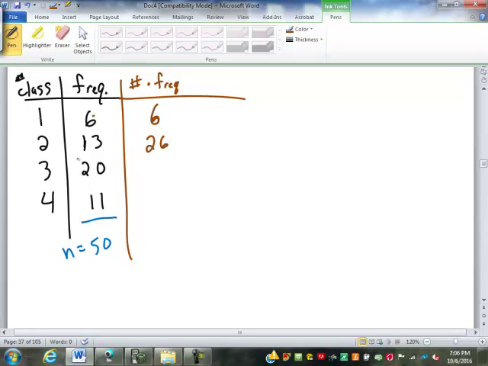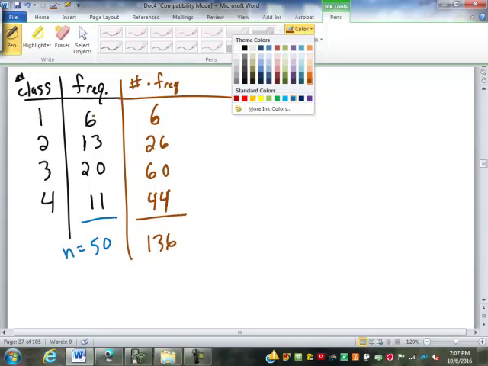What's next? 3 times 20 is 60. Again, there's 20 3's, which would add up to a total of 60. And 4 times 11 is 44. Again, 11 4's, which would add up to a total of 44. And we add that up. Gives us, what, 136, I believe? Does that look right? Okay.